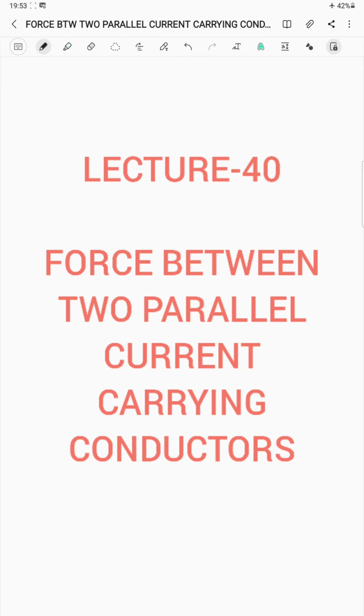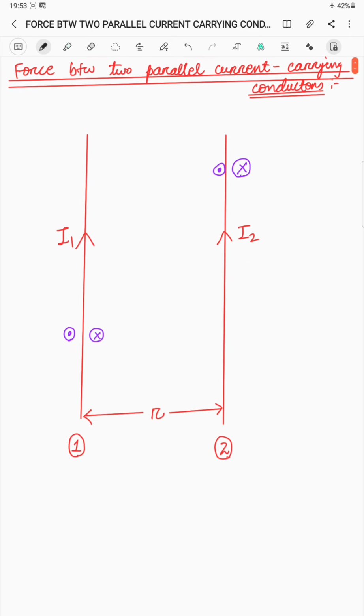In today's class, we will study the force between two parallel current carrying conductors. Here we have taken two conductors, conductor 1 and 2. You can see the direction of the current is the same, that's why we call them parallel current carrying conductors. One current is I1, the other is I2.